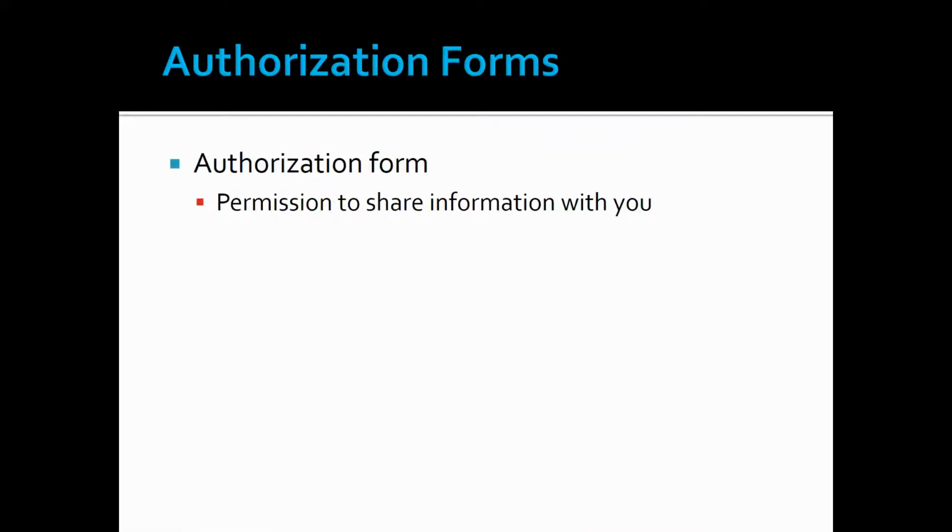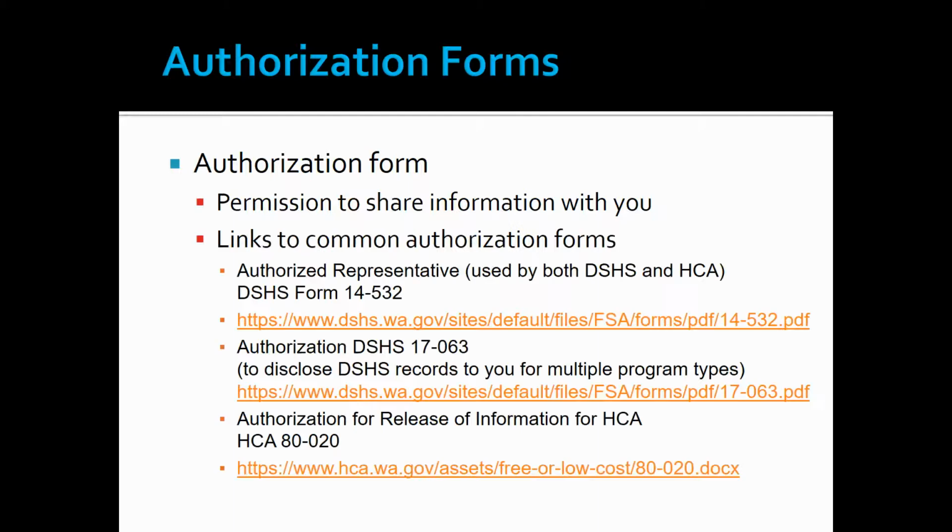All right, so the authorization forms. An authorization form gives permission for the referring agency to share information with you. The referring agencies each use different forms. Here are some links to some of the common ones used by DSHS and HCA. That's Department of Social and Health Services and Healthcare Authority. Your client will select the types of confidential information they are authorizing you to see, and they sign the form.